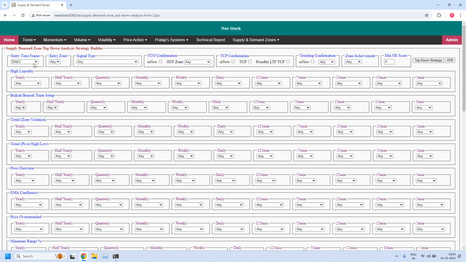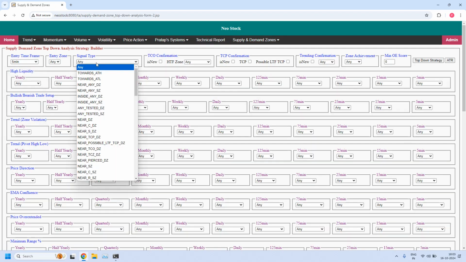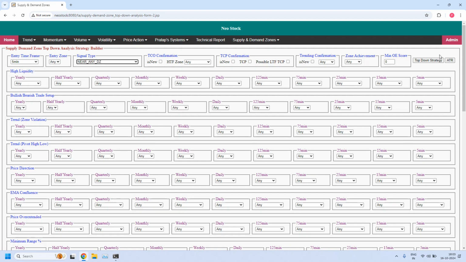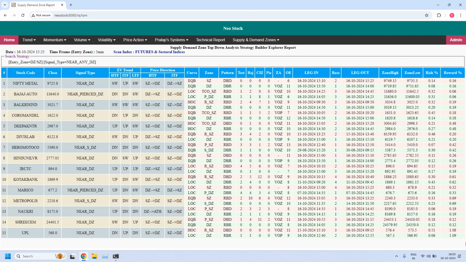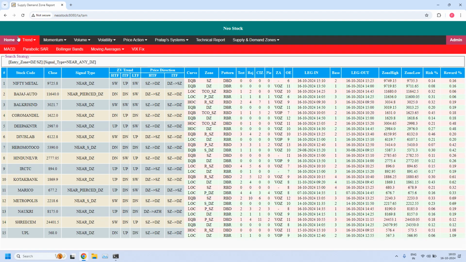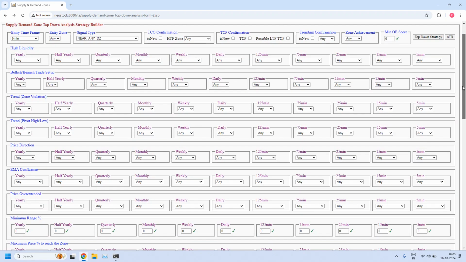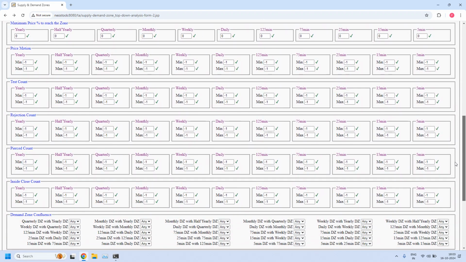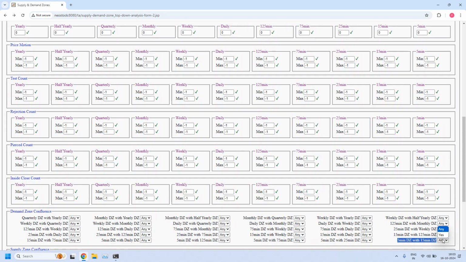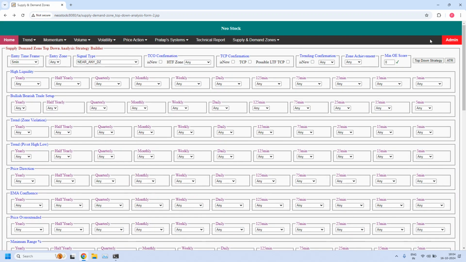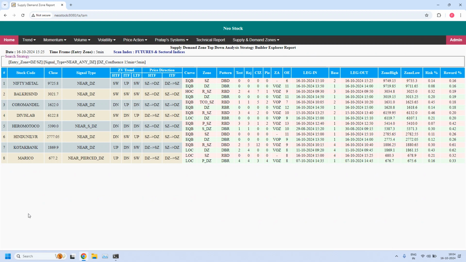Okay, next time frame is 5 minutes. Let us find the stocks near 5 minutes demand zone. 15 stocks are filtered. Now let's verify out of these 15 how many are having ITF confluence. That is 5 minutes demand zone confluence with 15 minutes demand zone confluence. I am enabling that filter. Now let's verify. These 8 stocks are having ITF confluence. These demand zones are having 15 minutes, but some of these demand zones are pierced, you can ignore them.